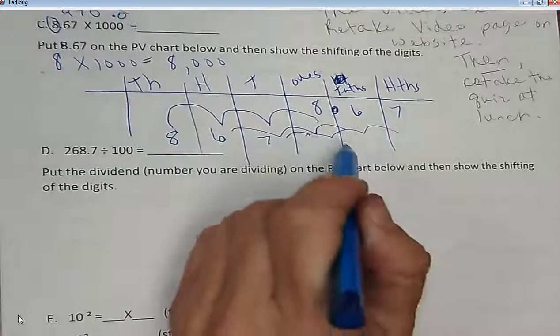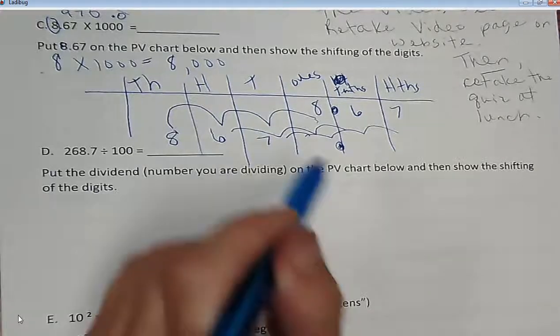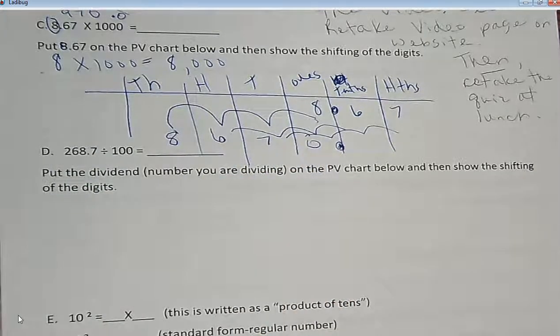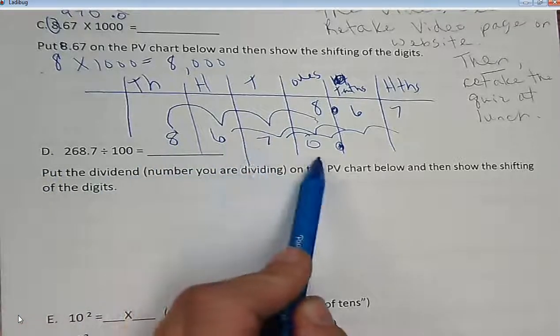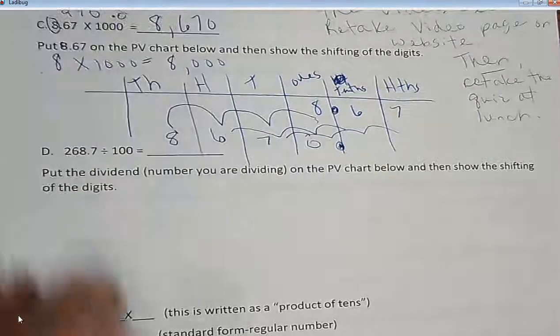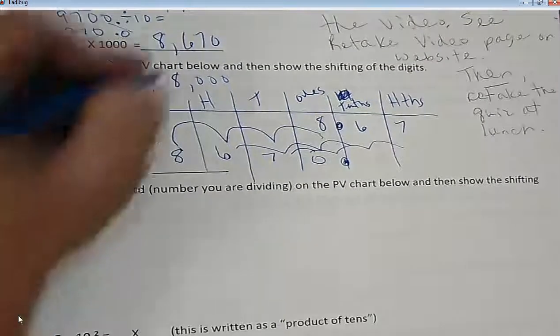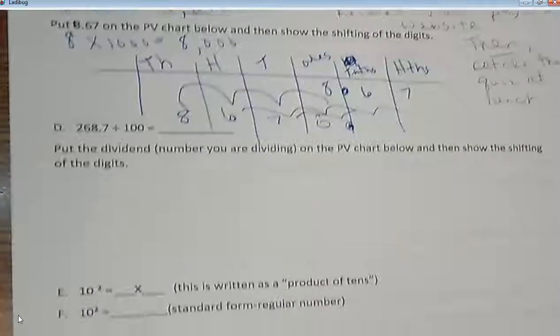And then the decimal needs to go straight down, and you end up with a 0 in the ones. Sorry, it's all slanted. 8,670. And then see if it makes sense. Your 8 ended up in the thousands. 8 times 1,000 should be 8,000. Alright.